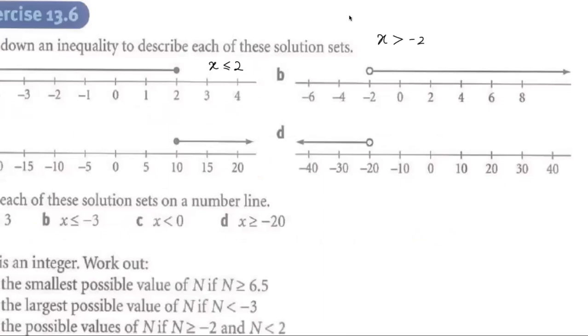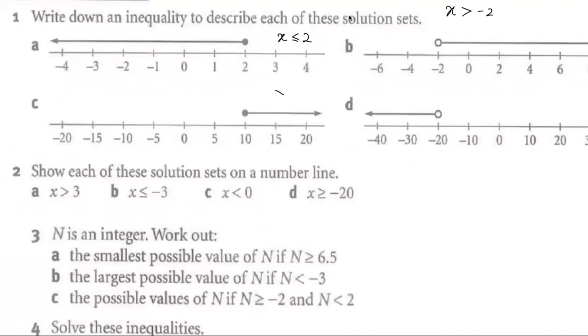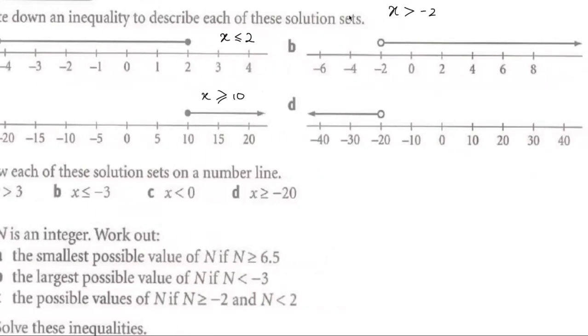Next one, you can see it points to the right, which is more than, and then there's a full dot there, which is equals to 10. So X is more than or equals to 10. Next one, you can see to the left, less than, is there a full dot? No, it's a hollow dot. So X is less than -20.